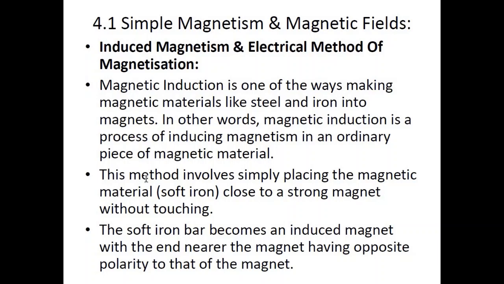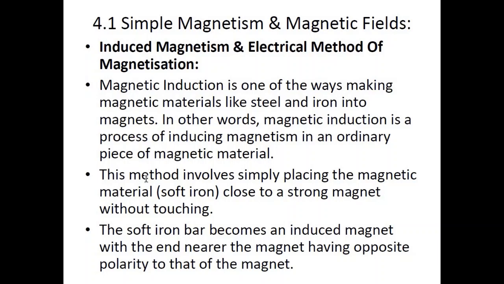Now, how do you perform the act of magnetism and convert something into a magnetic material? This process is known as induced magnetism or magnetization, depending upon what your examiner likes to call it. In different boards and different books, this name is slightly changed. Somewhere it is known as induced magnetism, somewhere as magnetization, but the concept is the same. Induced magnetism and the electrical method of magnetization are both included in your syllabus, so you should know how you can use these two methods to convert a magnetic material into something that acts like a magnet.